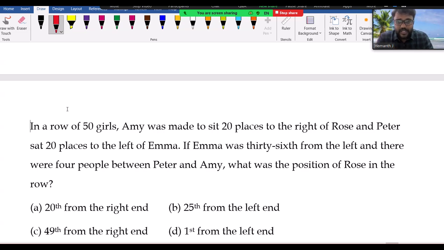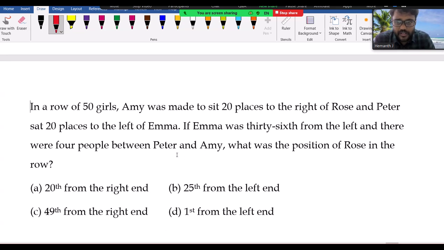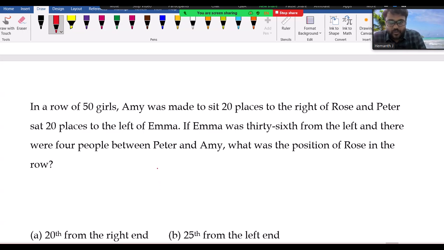Okay. Now see the question. Rosie is at which place? Is this question repeated? No, right? So okay, fine. In a row of 50 girls, we have a clear picture. There are 50 people in total, the total count is clearly available. Rosie is 20 places to the right. Amy was 20 places to the right of Rose. Peter is 20 places to the left of Emma.